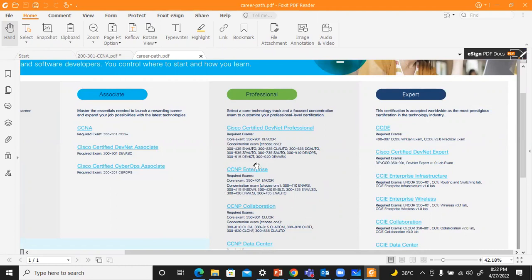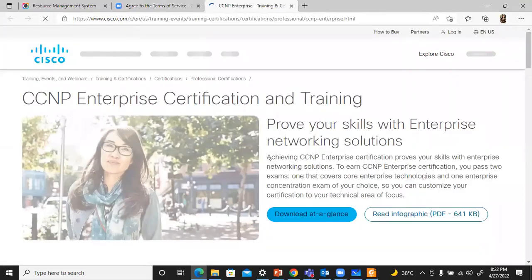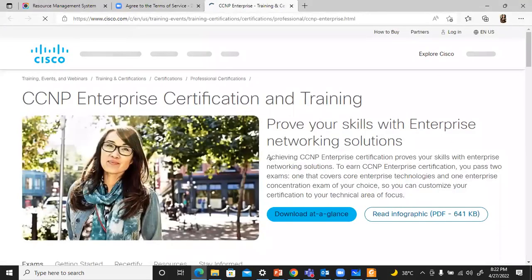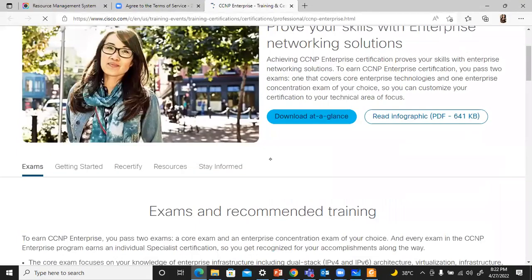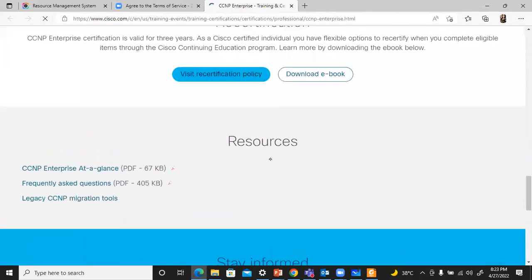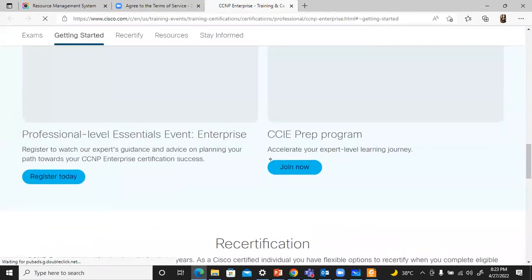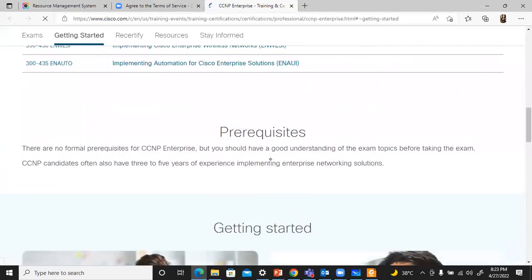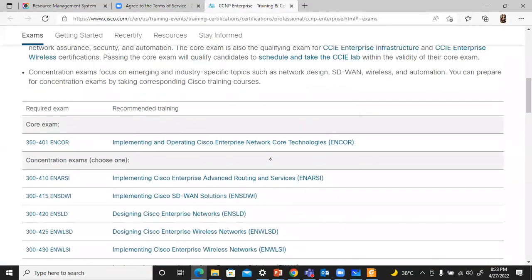If I show you for the enterprise, let me click CCNP Enterprise. First of all, let me scroll down to the bottom. And here you will see the prerequisites. There are no formal prerequisites for CCNP Enterprise, but you should have a good understanding of the exam topics before taking the exam. This has been changed entirely because earlier CCNA was a prerequisite to take CCNP. Now there is no prerequisite.